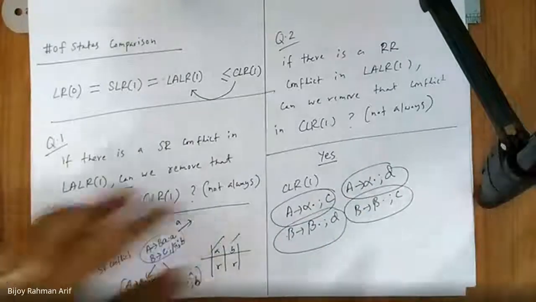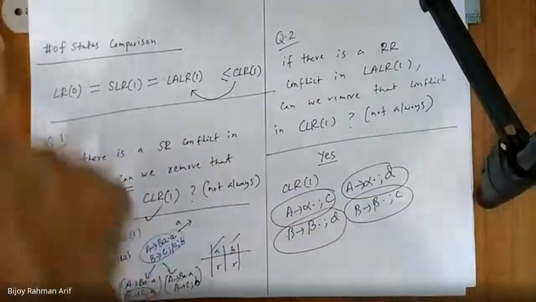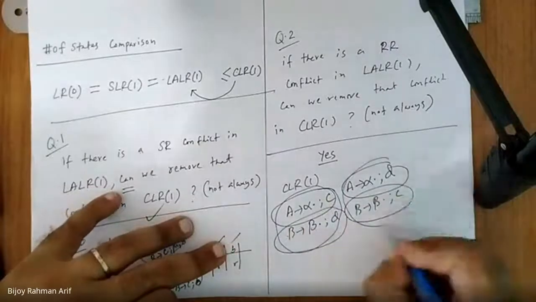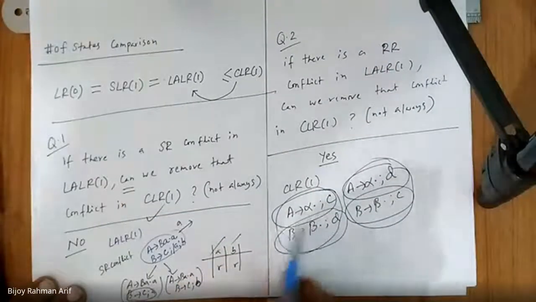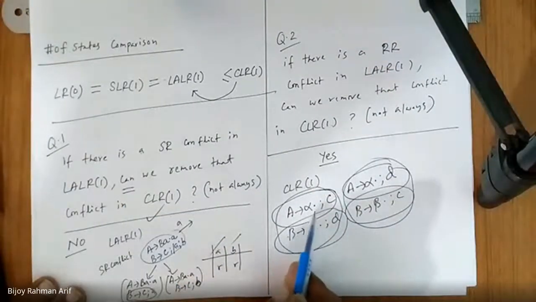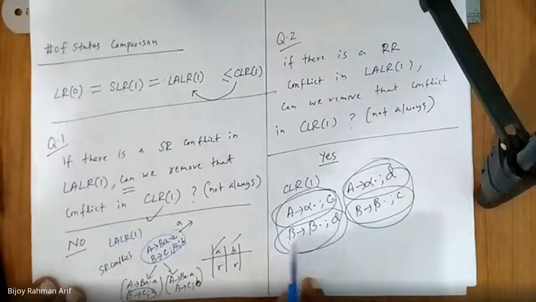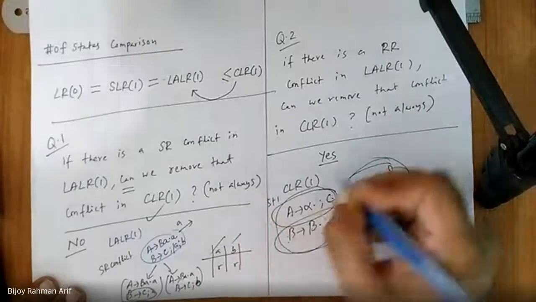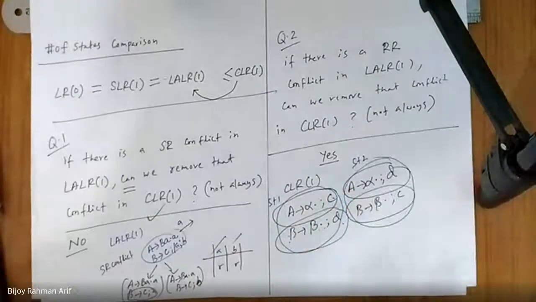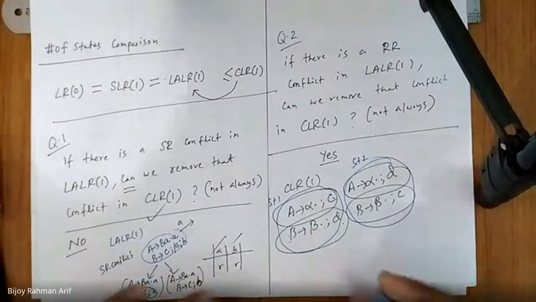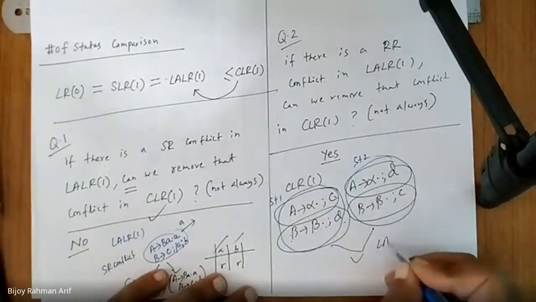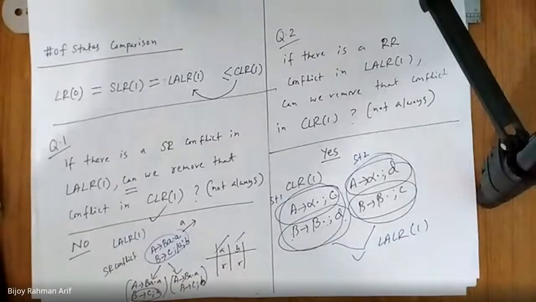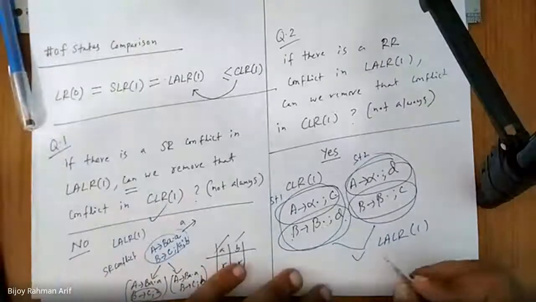Let's consider these as separate, or let's make it easier and consider this a single state. So there are two reduce moves: A derives alpha dot on C, B derives beta dot on D. Here, this is state 1 and this is state 2. There is nothing else. Now what happened? When you are merging this to LALR1, what do you get? You get a single state. The state would be state 12.